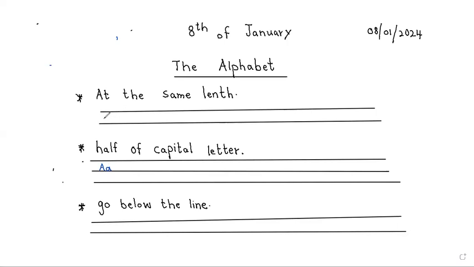Then letter B. When you write letter b, they are the same length, capital B and simple b. Then capital C and simple c, half of the capital letter. Then d also at the same length, capital and simple. Remember the size of the letters. Then letter e, simple e is half of the capital E. Then f, capital F and simple f are at the same length. Then letter g: simple g goes down, part of it goes below the rule.